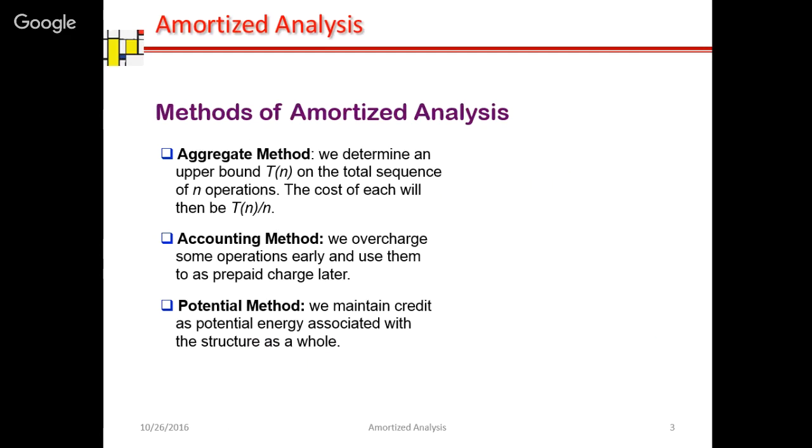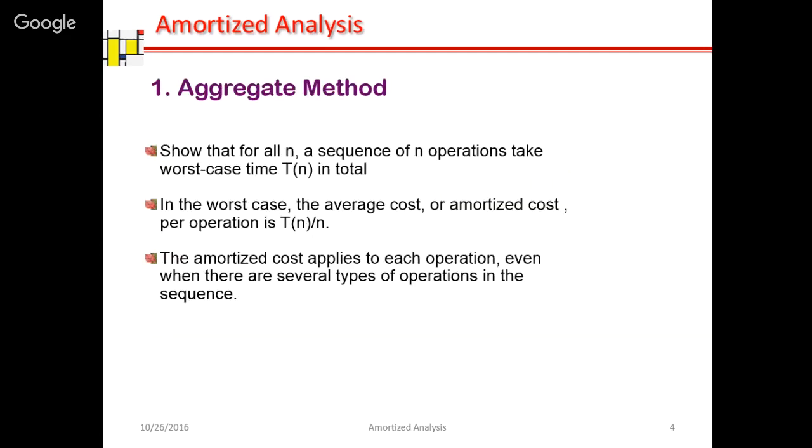Let's look into the details of what this analysis does. Aggregate analysis, or the aggregate method, shows that for all n, a sequence of n operations takes worst case time T(n) in total. In the worst case, the average cost, or amortized cost, per operation is T(n) divided by n. The amortized cost applies to each operation even when there are several types of operations in the sequence.